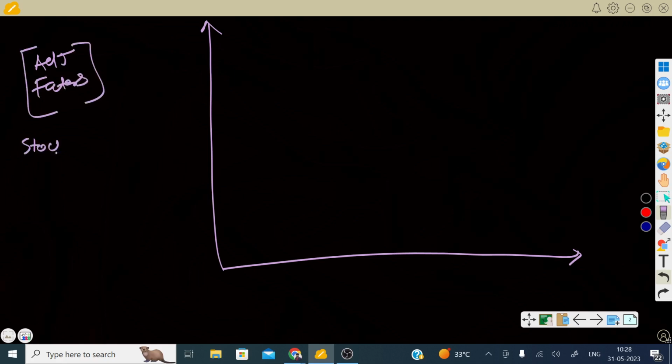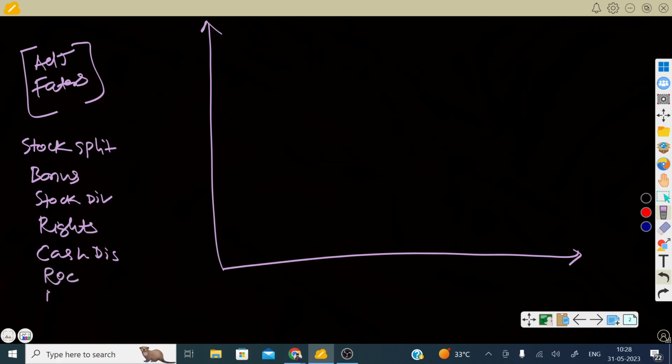Stock split, bonus, stock dividend, rights, and cash dividend. Even any bankruptcy event, return of capital, or buyback. All events that affect the stock price of that particular security. Are you getting me? All are adjusting factors.